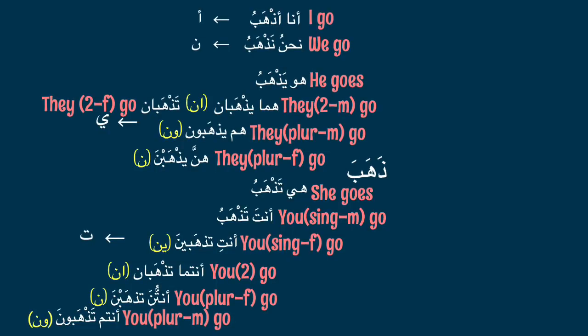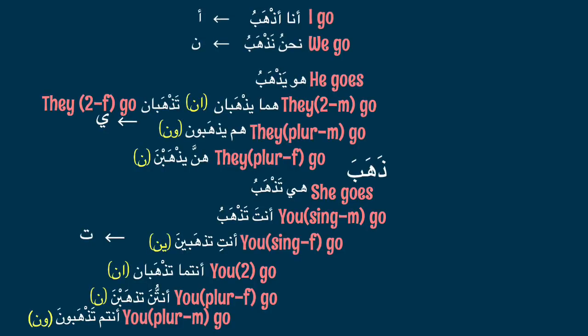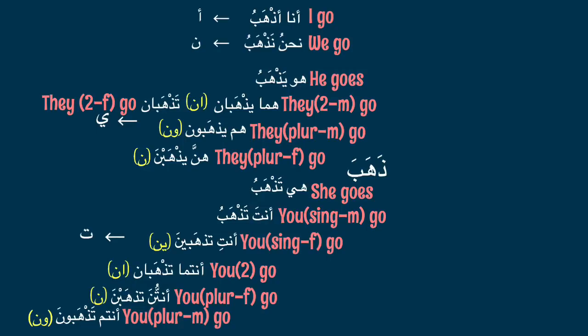So to sum up the present tense, the most important three aspects that you have to concentrate on are the additions to the beginning of the verb, to the end of the verb, and the تشكيل or حركات.